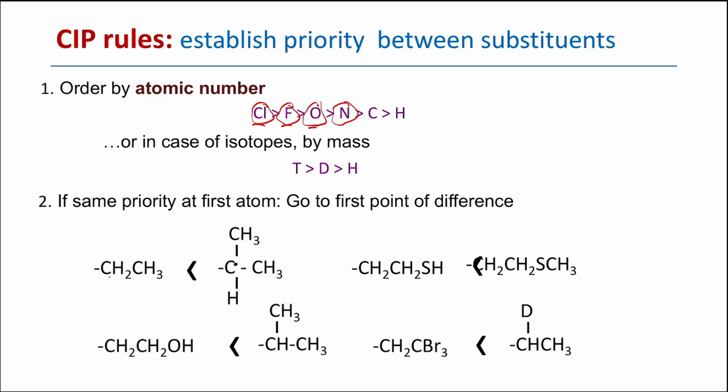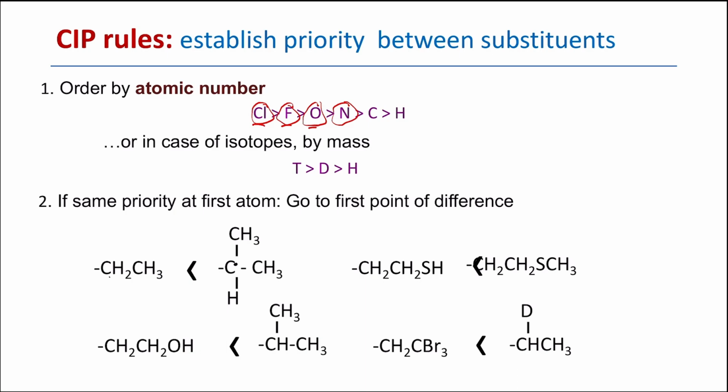So what if we have two different isotopes? Are they considered as two different substituents or are they the same? If you have two isotopes of the same atom, like hydrogen and deuterium, they are considered as two different substituents, and then we will give them priority based on their atomic mass, because both isotopes will have the same atomic number. So we start off with atomic number. If the atomic number is the same because they are two different isotopes of the same atom, then we follow this by the atomic mass.